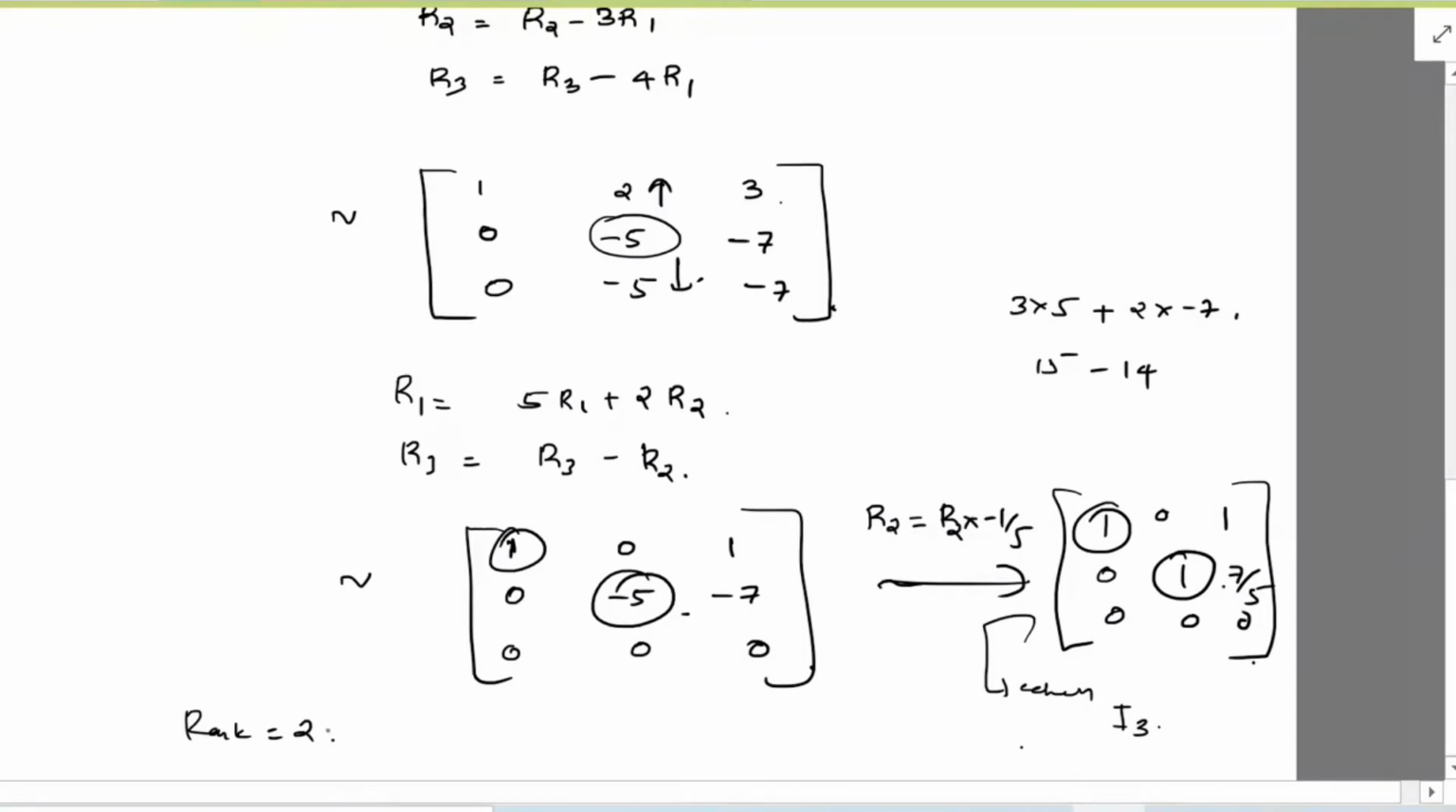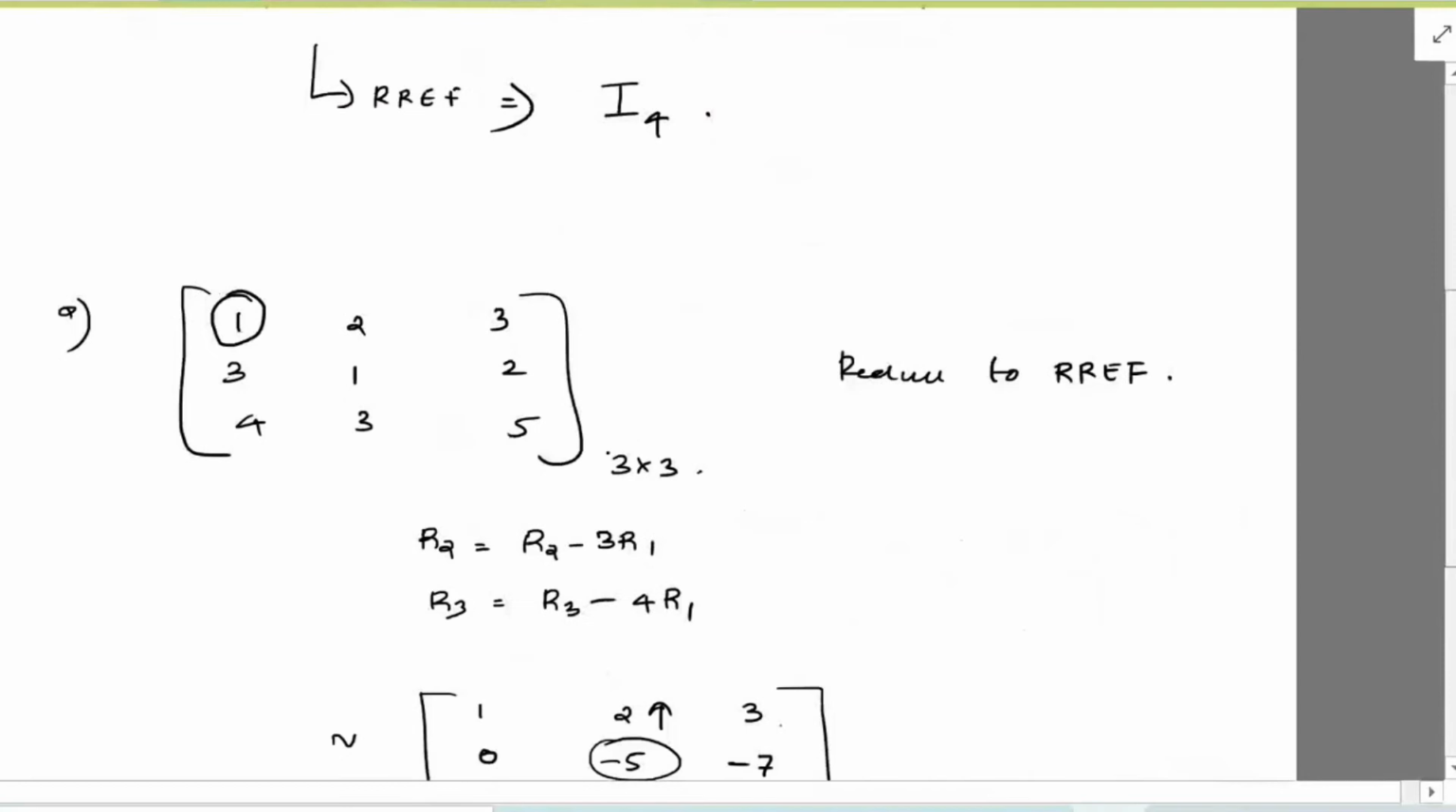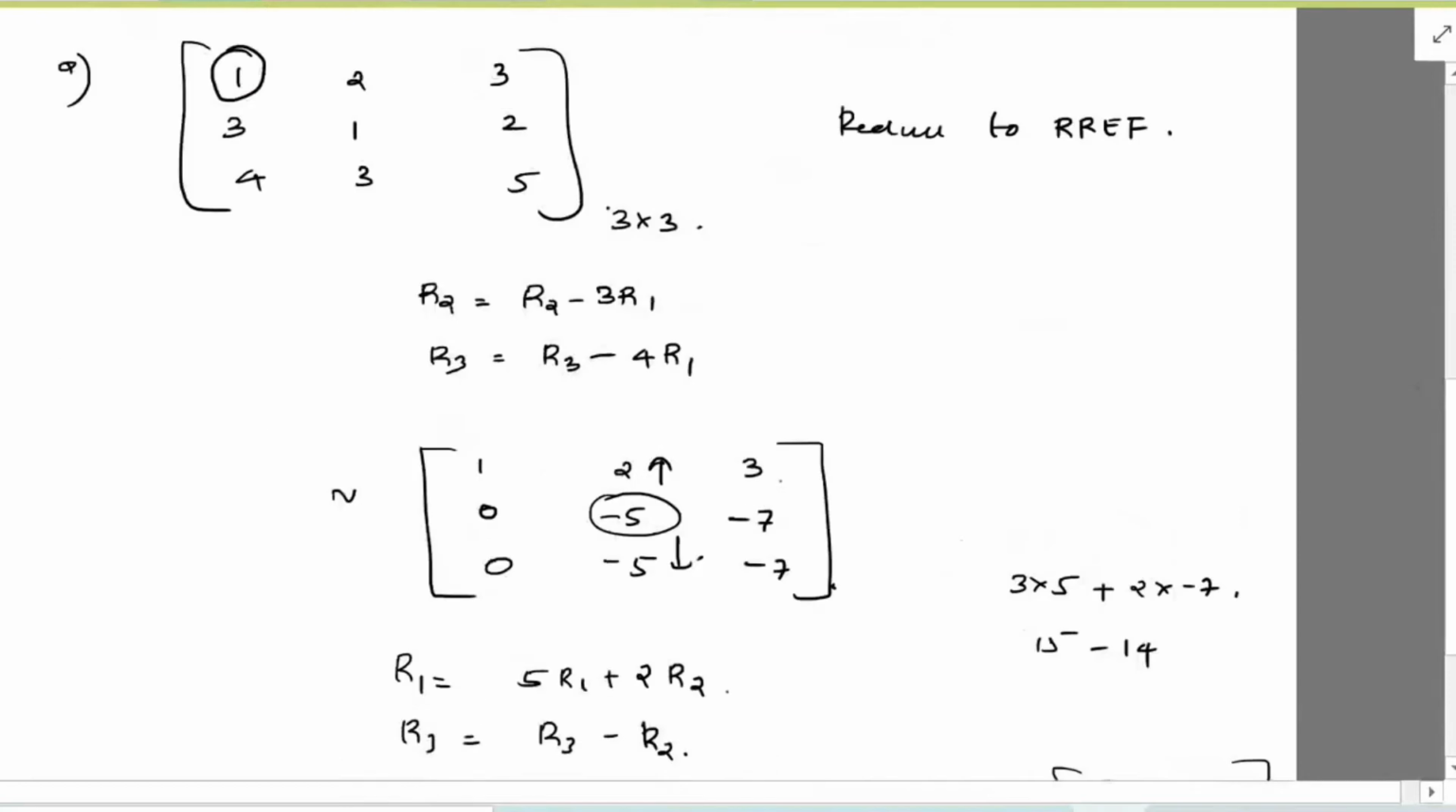So we didn't get the identity matrix. We will get the identity matrix only when the rank of the matrix is the same as the order of that matrix, for the case of square matrices. So this is how we convert a given matrix. Any matrix can be converted into reduced row echelon form.